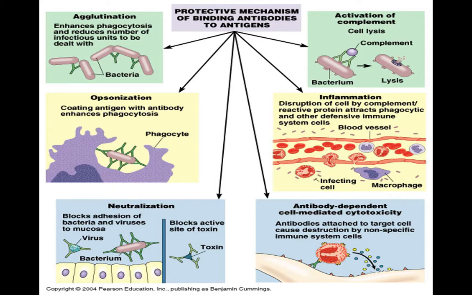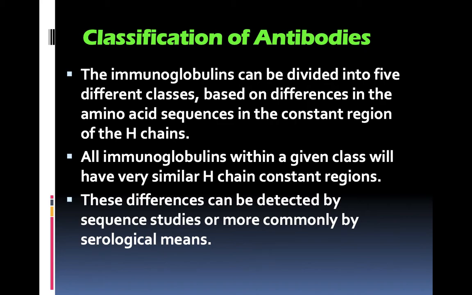Okay, so now let's continue with our discussion on the different isotypes of antibodies. Going back to the five isotypes of antibodies or immunoglobulins, the main difference lies in the amino acid sequences in the constant region, as I've already mentioned, of the heavy chain. These amino acid differences can be studied directly through sequencing or also via serological means. You can do serum testing in order to identify what type of antibody is present in your sample.